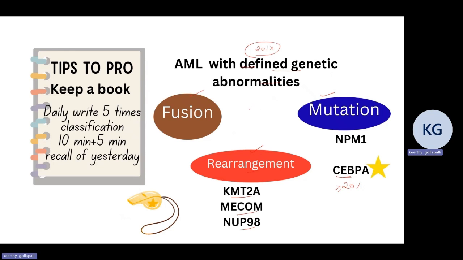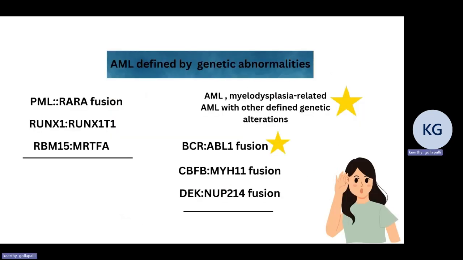So how are we going to remember AML with defined genetic abnormalities? By fusion, by rearrangement, by mutations. In rearrangements, you have three things: KMT2A, MECOM, NUP98. Whereas for mutations, you have two: NPM1 and CEBPA. For CEBPA, you need greater than or equal to 20% blast. Actually, for defined genetic abnormality, you don't need the 20% blast, but for CEBPA, you do. Now, we finished rearrangements and mutations. Now coming to the fusion part.